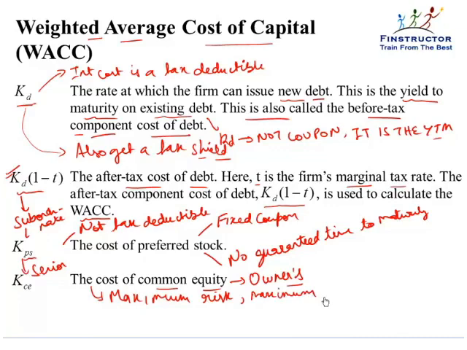Dividends paid to equity shareholders are also not tax deductible like preferred dividends. So no tax deduction there as well. Only debt provides a tax shield. So these are some of the common sources of capital.